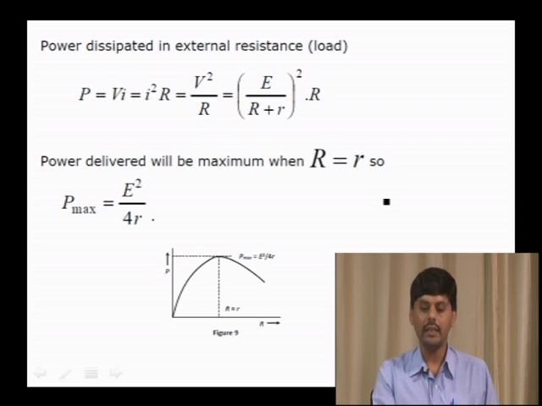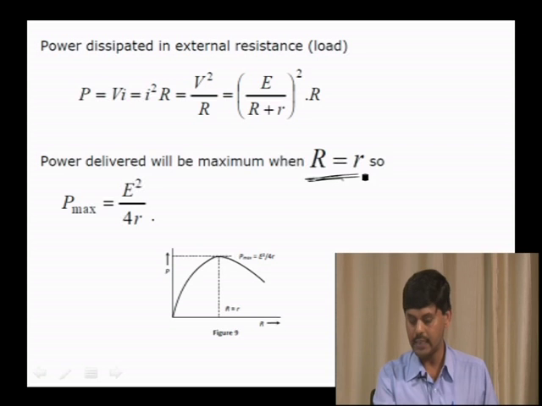Now, power dissipated in the external resistance: P = VI, in terms of current I squared R, in terms of voltage V squared by R. We know the expression for I, that is E divided by R + r, so power is E squared R divided by (R + r) squared. The power delivered will be maximum when capital R is equal to small r, meaning the external resistance is equal to the internal resistance of the cell. Then the power dissipated is maximum. P maximum is equal to E squared divided by 4r. If you plot a power versus resistance curve, we get a curve like this.